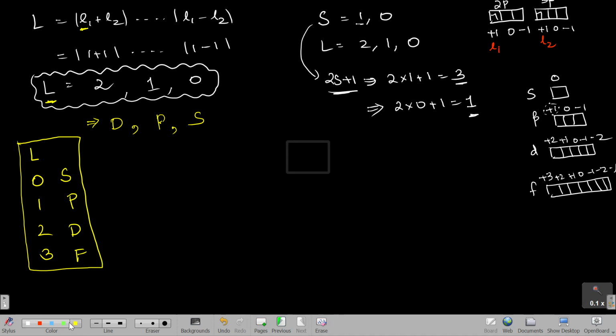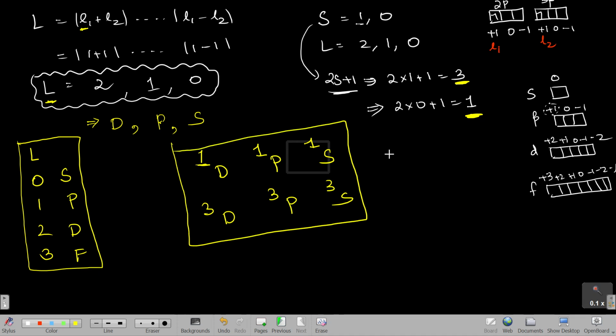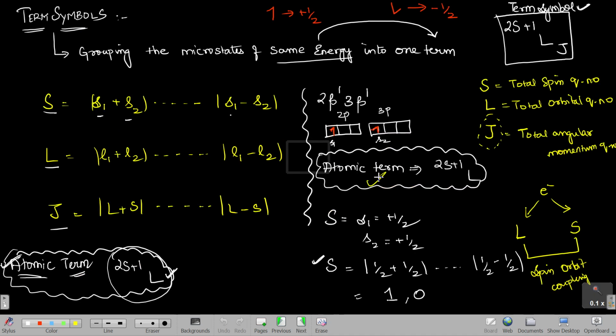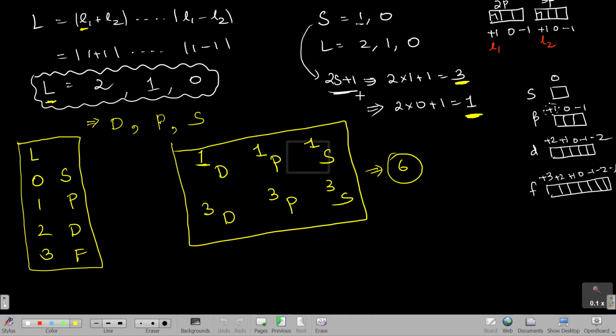Now, if we have to sum up these things, what are the atomic terms that are possible? One is a singlet. Let us consider 2S plus 1 as 1. So singlet D, singlet P, singlet S. Now let 2S plus 1 be 3. Then it is going to be triplet D, triplet P, triplet S. So totally the number of atomic terms that are possible for this particular configuration is 6. There are totally 6 atomic terms possible for the configuration 2p1, 3p1. This is what we have arrived at.